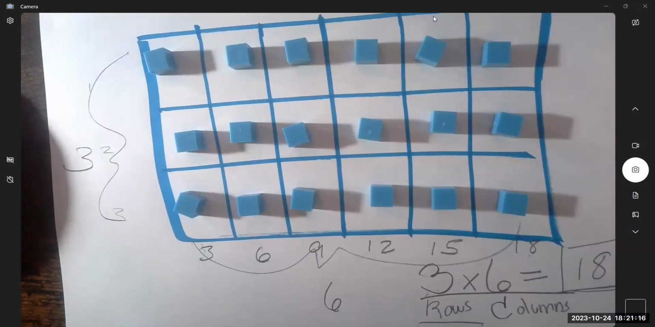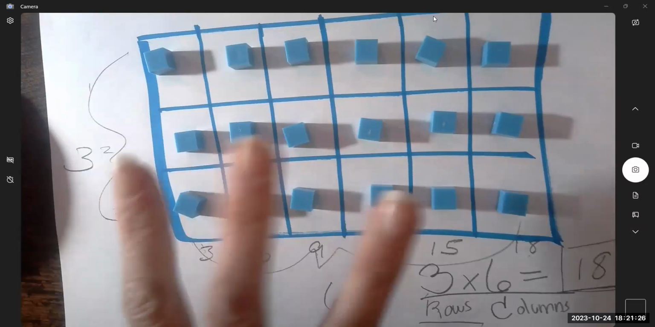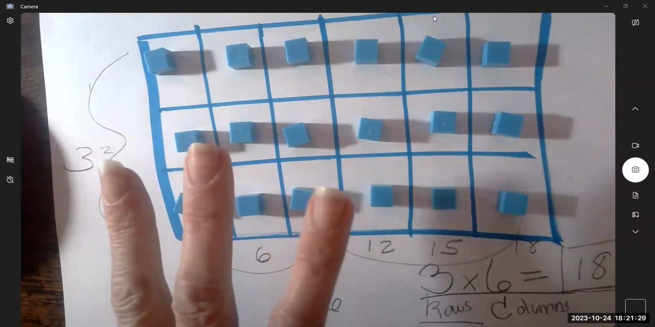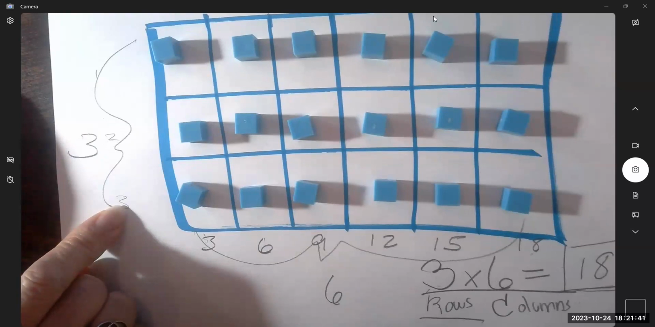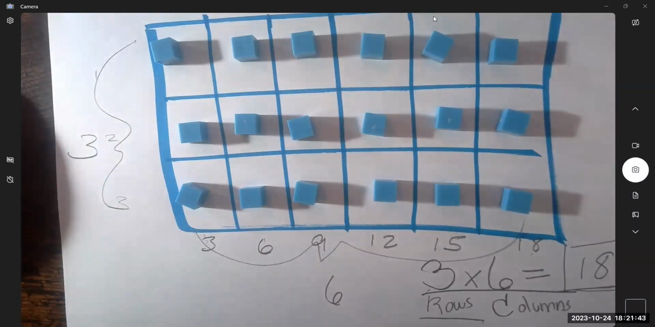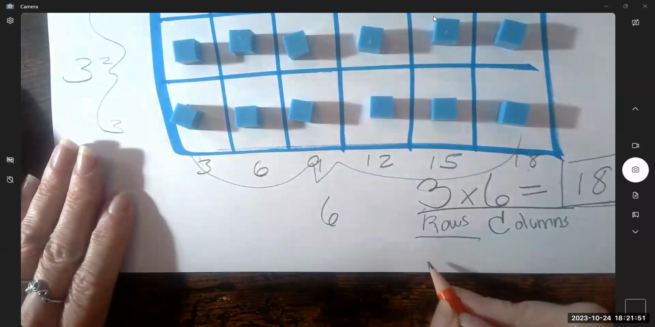So what if I want to divide, right? We just counted 18 counters. What if I want to divide the counters into 3 groups, okay? Would it be safe to say I have 3 equal groups because I have 1, 2, 3 rows? Right. Good. So what division problem, now that we're talking about fact families, what division problem does this show?